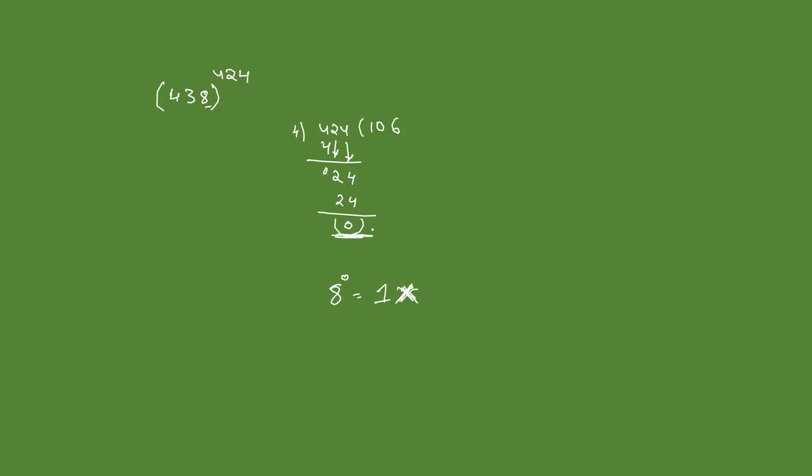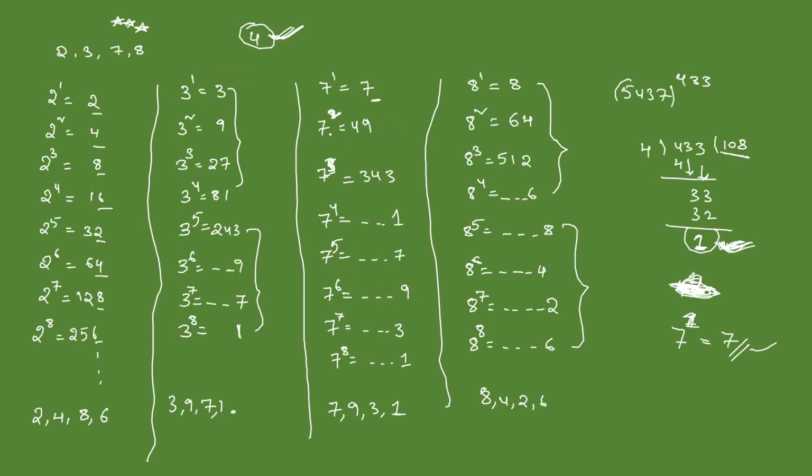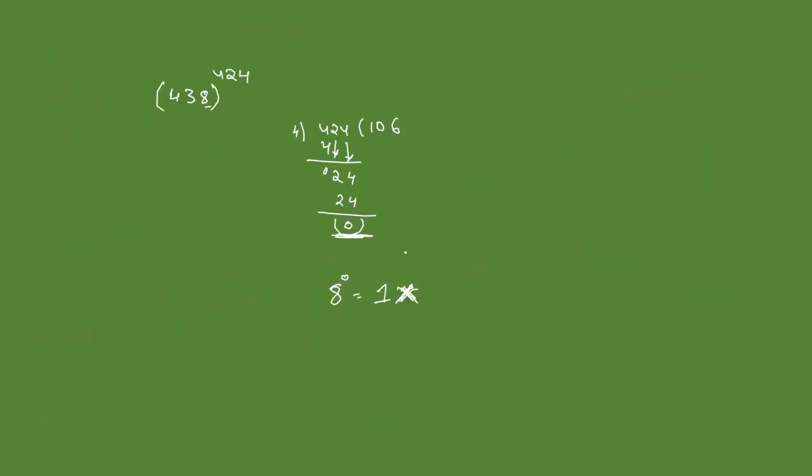Whenever you get the remainder as 0, take the 4th power. That means you need to consider 0 as 4. So please be careful. If the remainders are 1, 2 and 3, there is no problem.